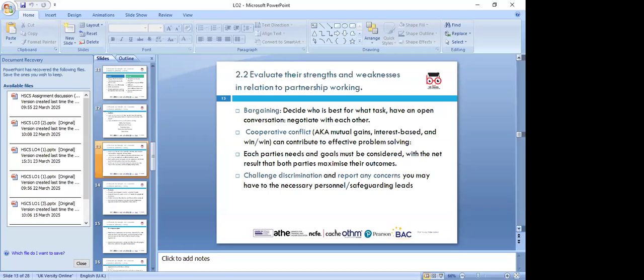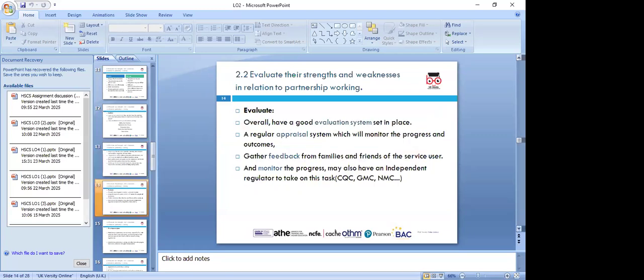Challenge discrimination and report any concerns you may have to the necessary personnel or safeguarding leads. Evaluate their strengths and weaknesses in relation to partnership working. So for evaluation, you have to have a good evaluation system in place, a regular approval system which will monitor the progress and outcomes. Gather feedback from families and friends of the service user and monitor the progress.